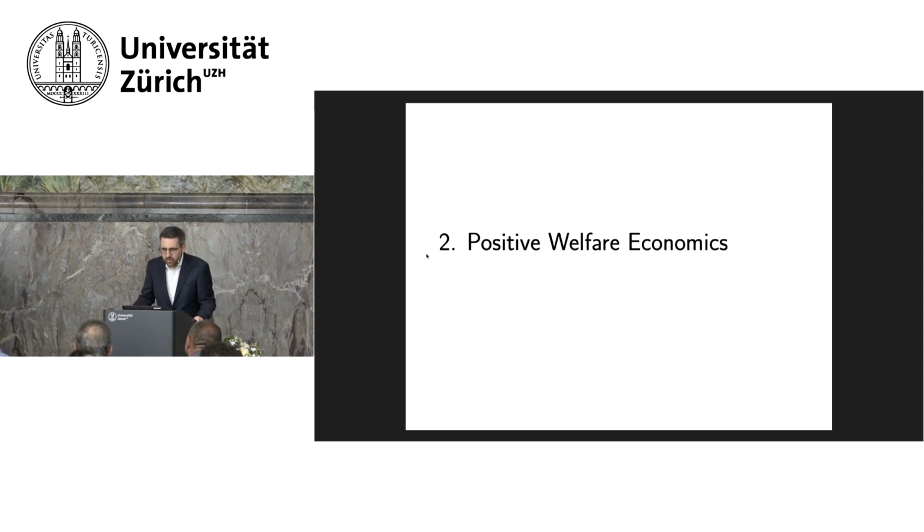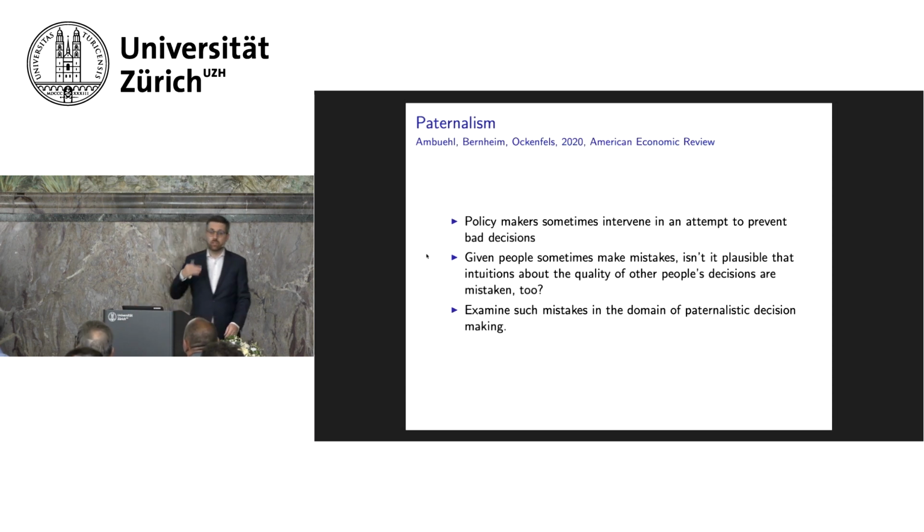Okay, let me now go to the second part of behavioral public economics, or behavioral public policy, the part of positive welfare economics. I have just shown you that the intuitions that policymakers have about the quality of decisions in some cases are mistaken. The undue inducement hypothesis, it's really hard to get evidence for it. It's just hard to get people to harm themselves by offering them something good. More generally, policymakers are people. People make mistakes, so policymakers might make mistakes.